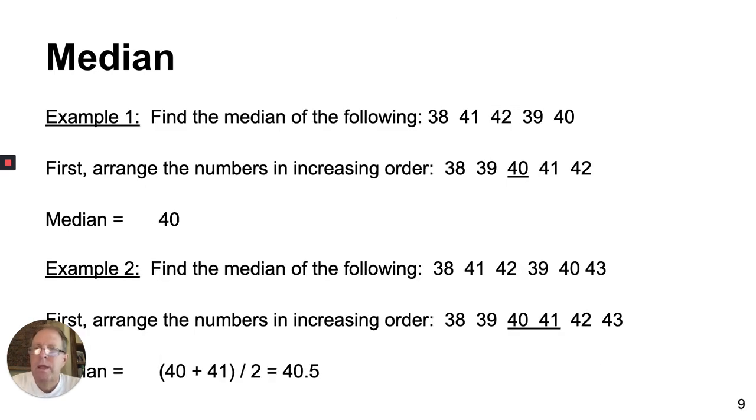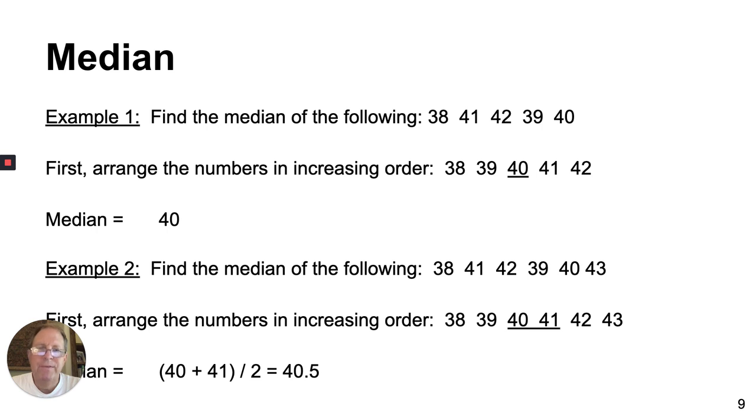Example, suppose I have these numbers right here in example 1, what is the median? Well, the first thing you have to do when calculating the median is arrange them in increasing or decreasing order. Then you find the middle term. In example 1, it is 40.